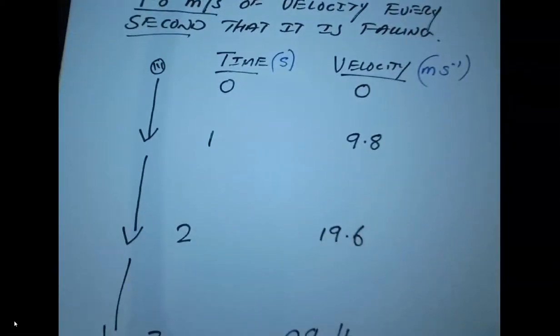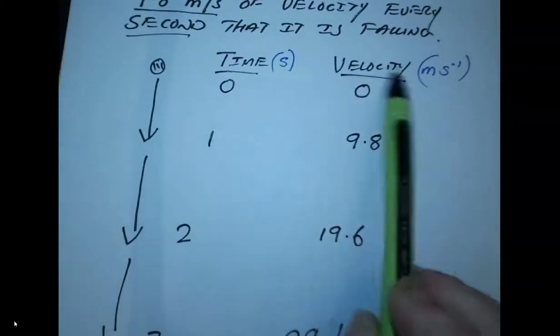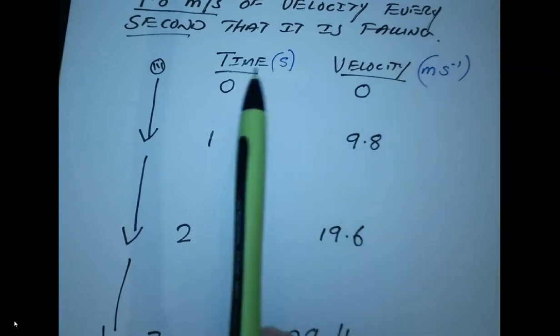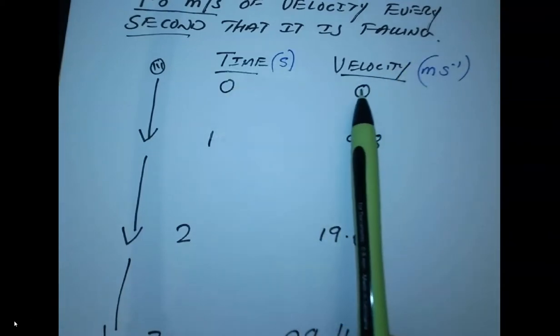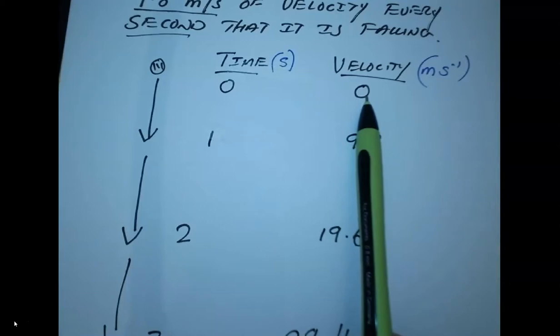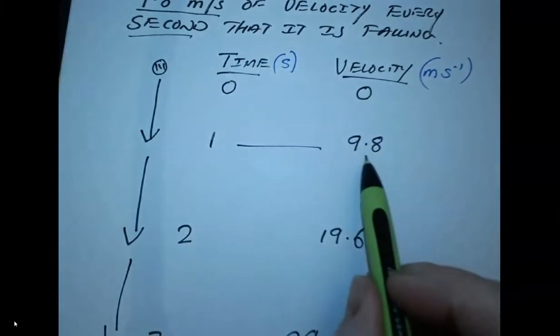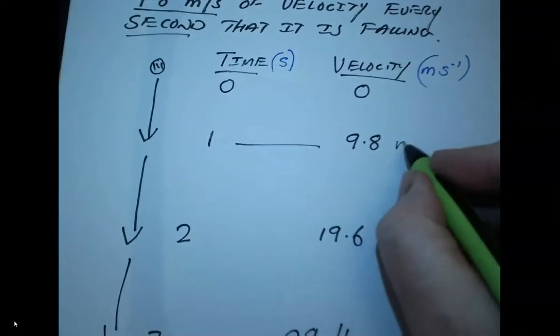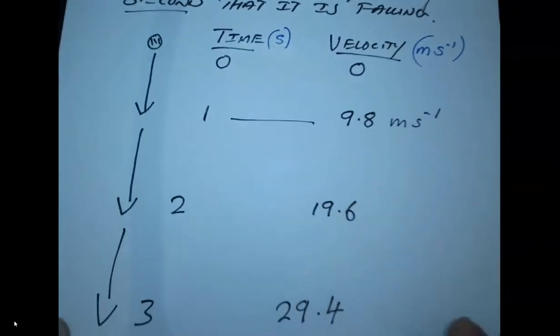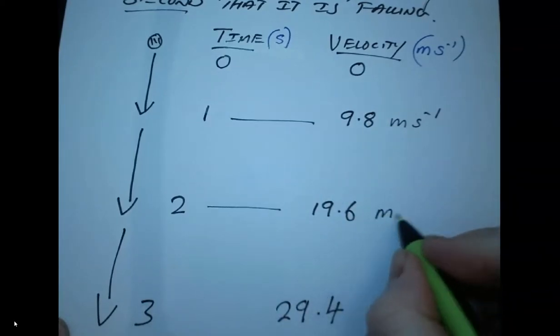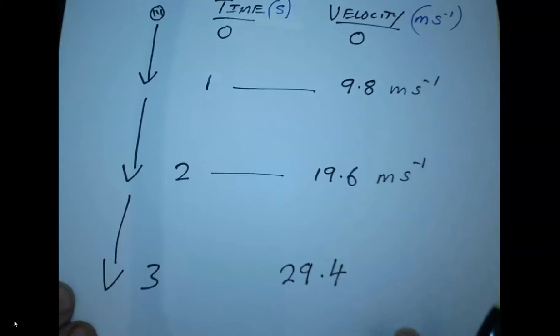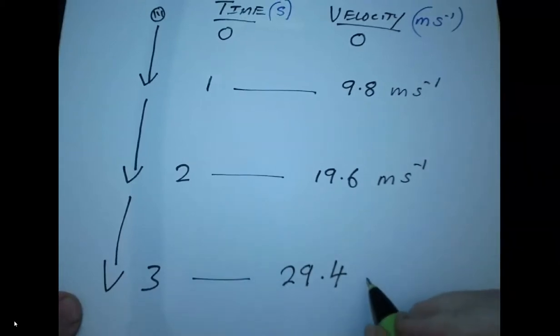That means if you drop an object and time it and measure its velocity at the same time, after 0 seconds its velocity will be 0 meters per second. 1 second later, it will have accelerated up to 9.8 meters per second. Another second, it adds on another 9.8, up to 19.6 meters per second. And after 3 seconds, it will accelerate up to a velocity of 29.4 meters per second.